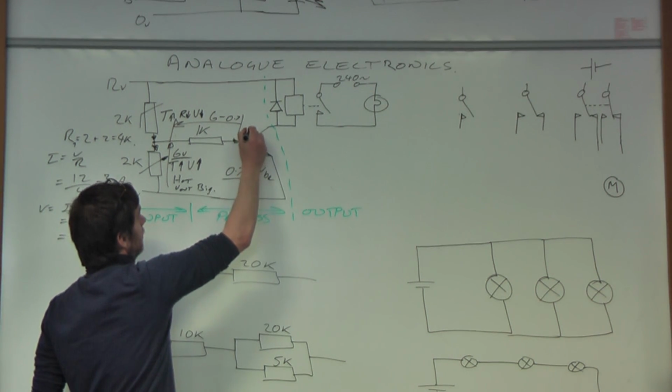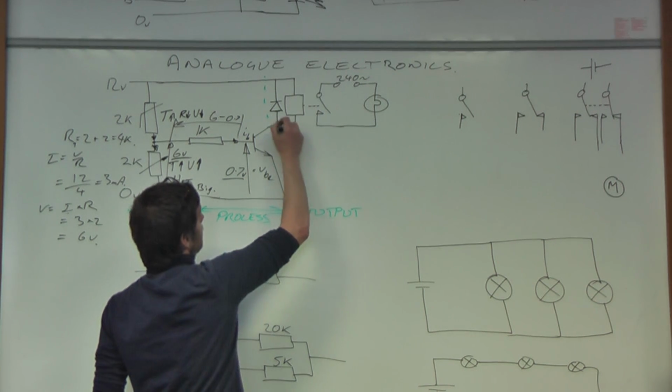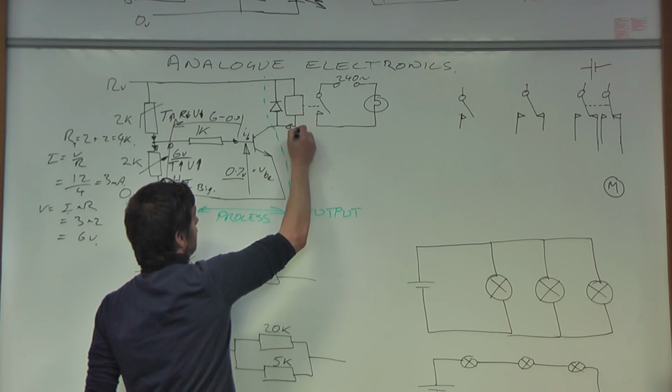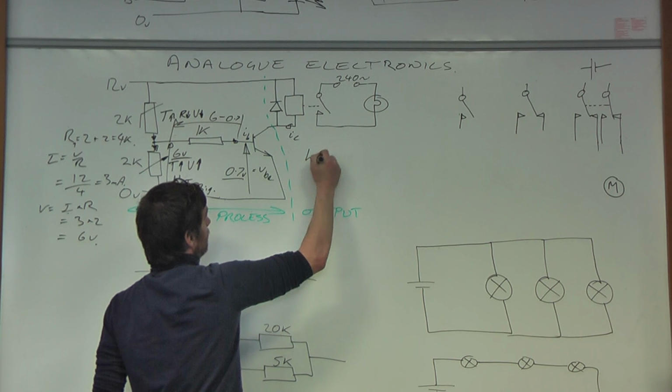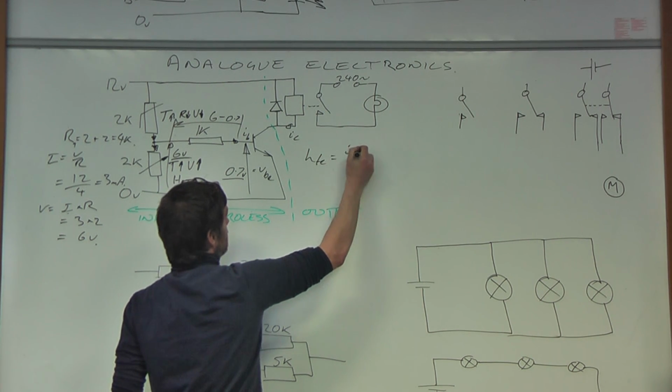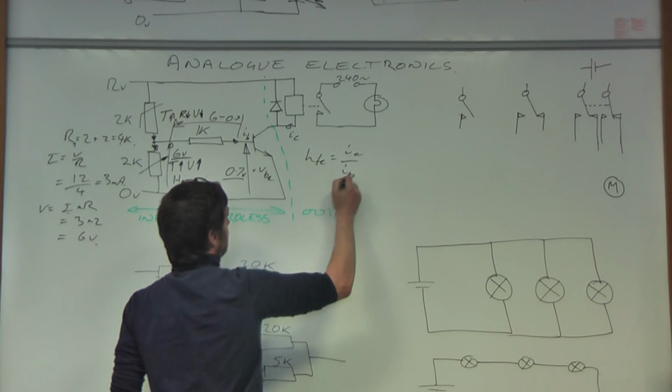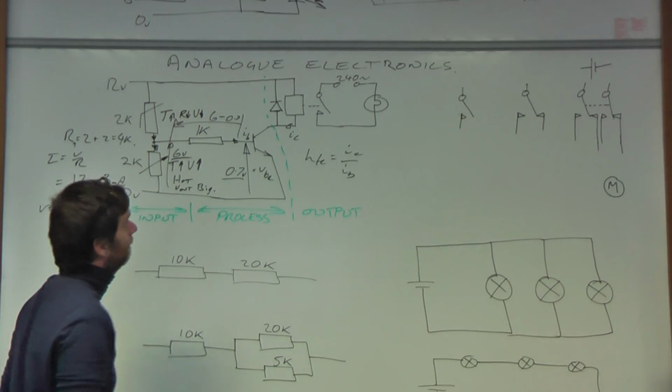This is the base current, this is the collector current. The current gain, a thing called HFE, is IC divided by IB. Okay, it's around about 100 usually.